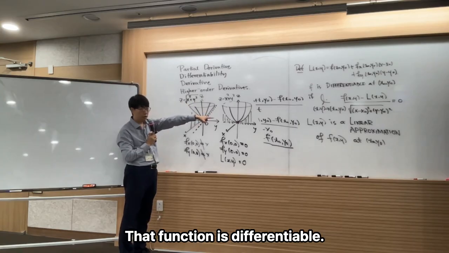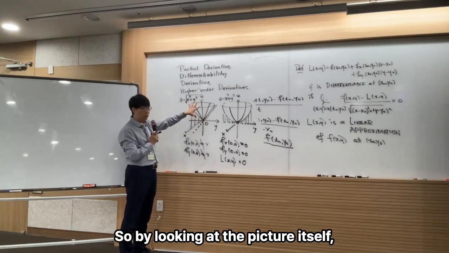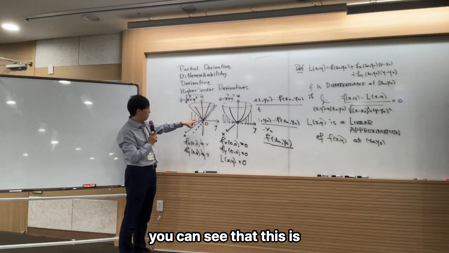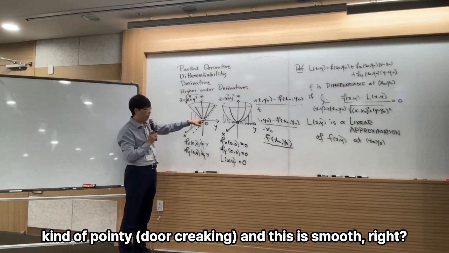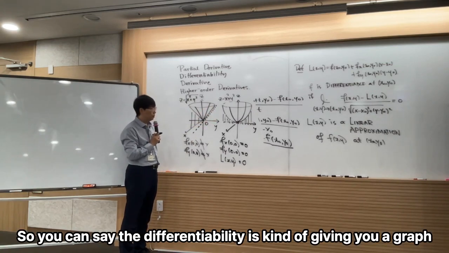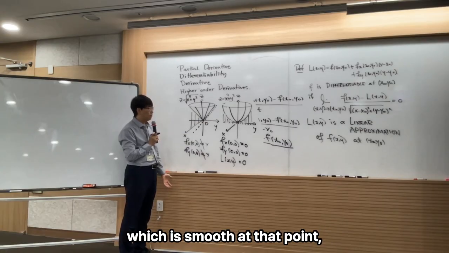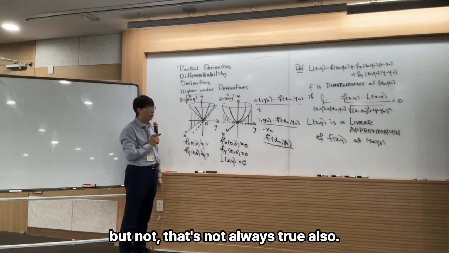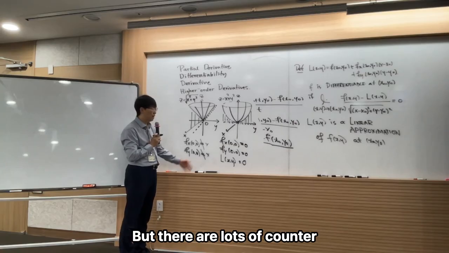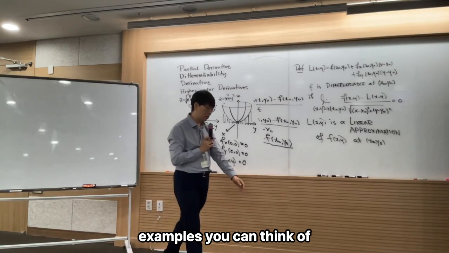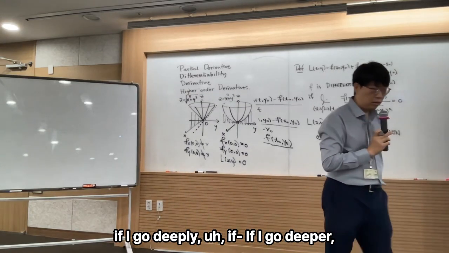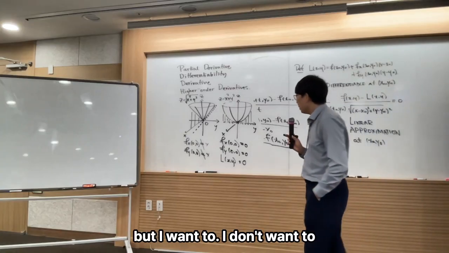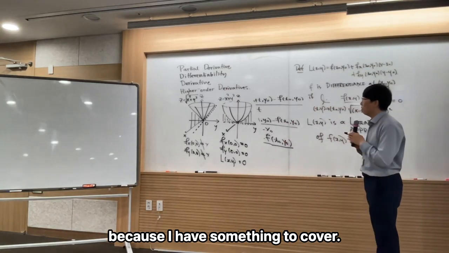That function is differentiable. So by looking at the picture itself, you can see that this is kind of pointy, and this is smooth, right? Round and smooth. So you can say differentiability is kind of giving you a graph which is smooth at that point, but that's not always true either. There are lots of counterexamples you can think of if I go deeper, but I don't want to because I have something to cover.